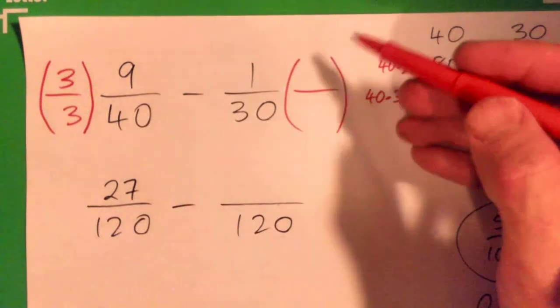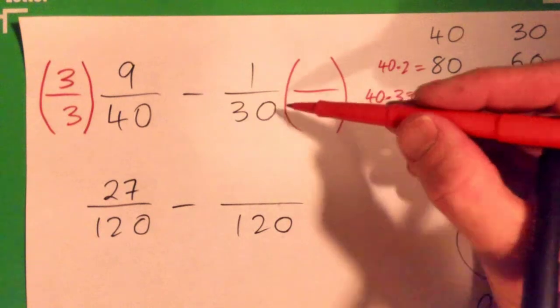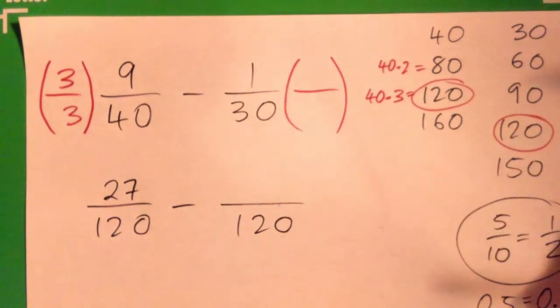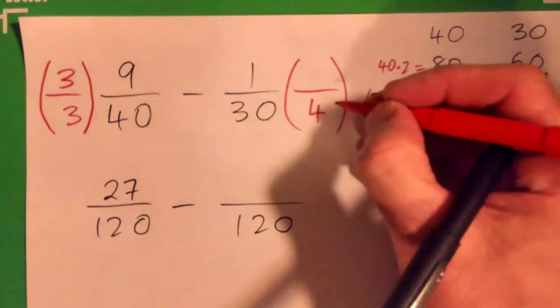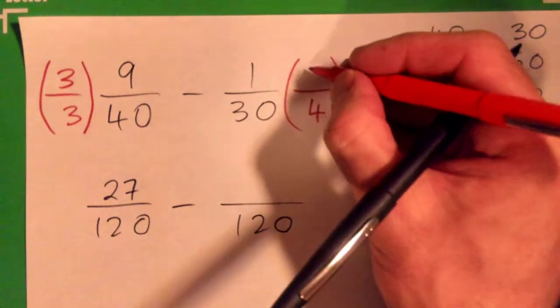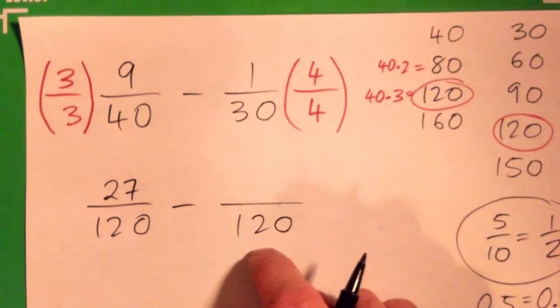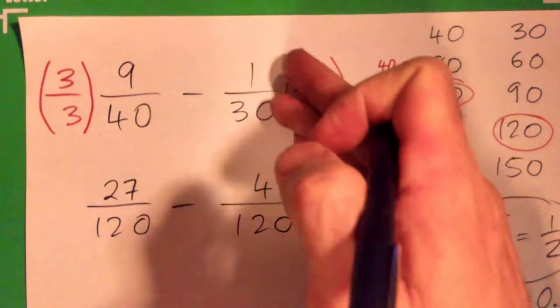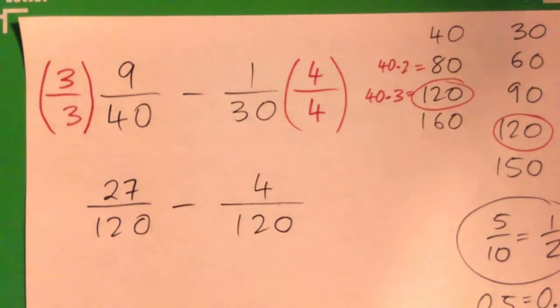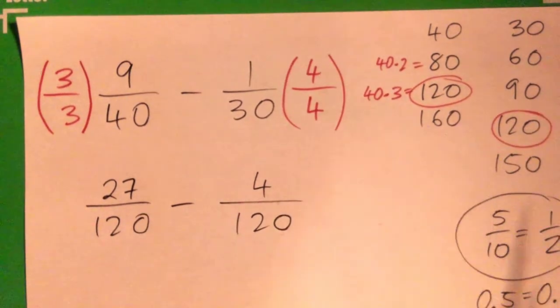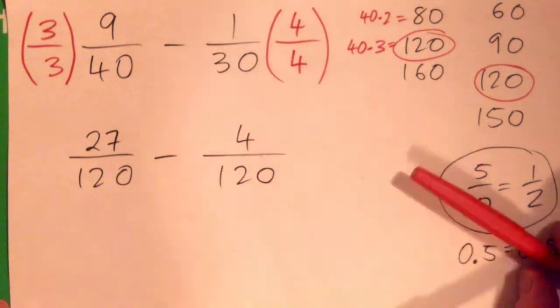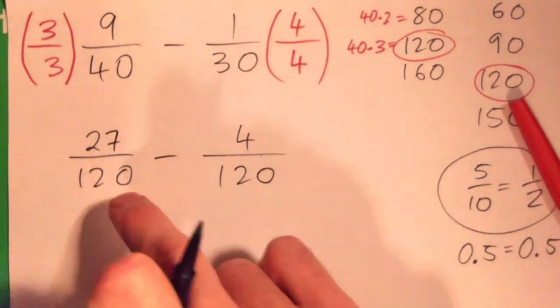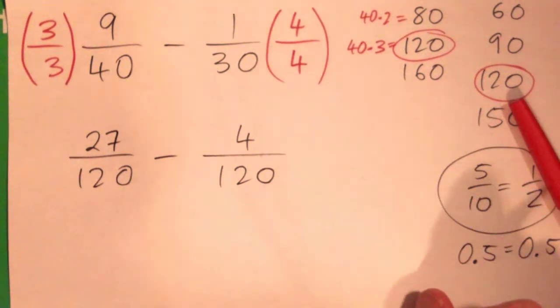Okay, so 1/30th. 30 times what gives 120? Good. And how about the top? 30 times 4 is 120, and 1 times 4 is 4, right? So 1/30th becomes 4/120ths. The same quantity, just looks different. Different denominator. Common denominator. Yeah, the lowest common denominator, right?